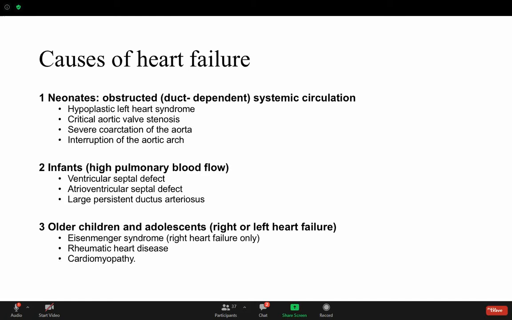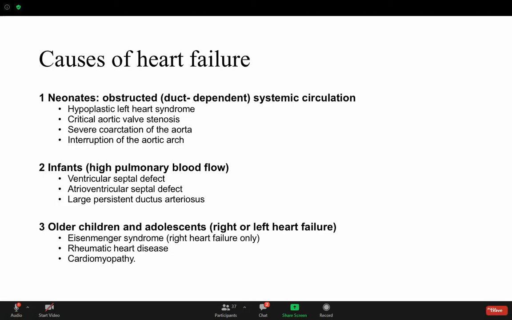This is, again, grouping of heart failure by its causes, but it depends on when they usually present. Some causes of congenital heart disease will present as a neonate. The other diseases will present as an infant. And a third group will present as older children or adolescents. Globally, some will present as a neonate. Those are the duct-dependent systemic circulation. Once the duct closes, they will present with an obstruction.